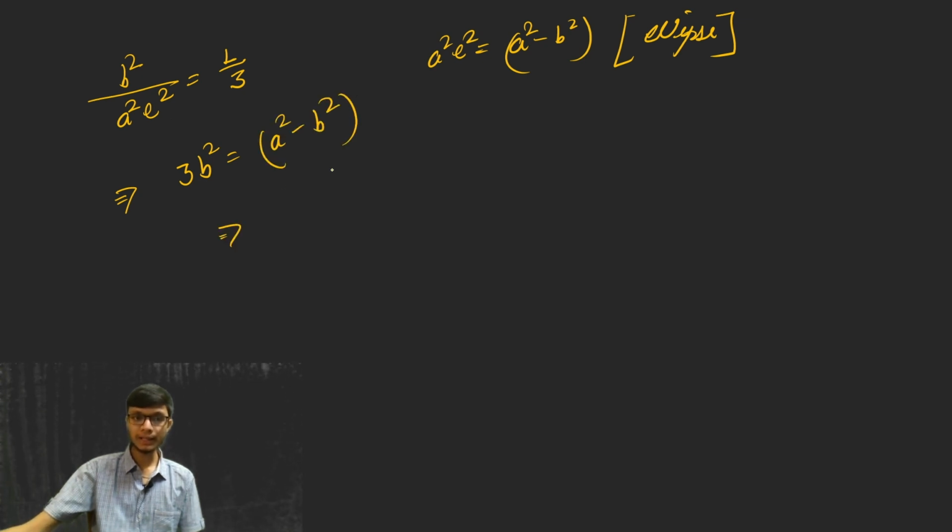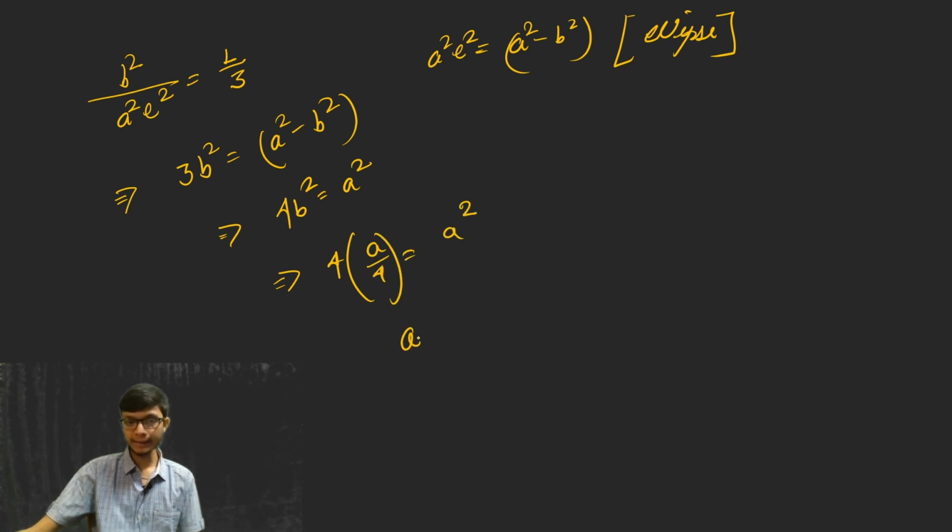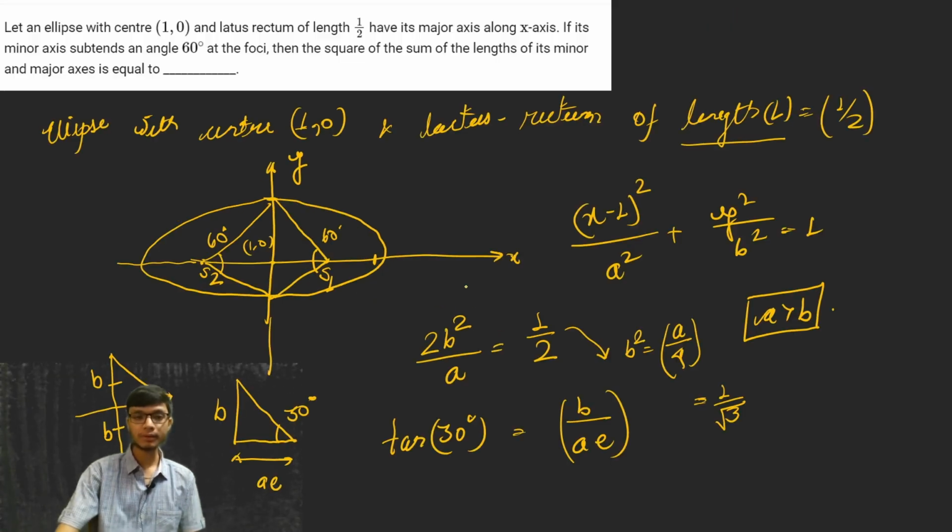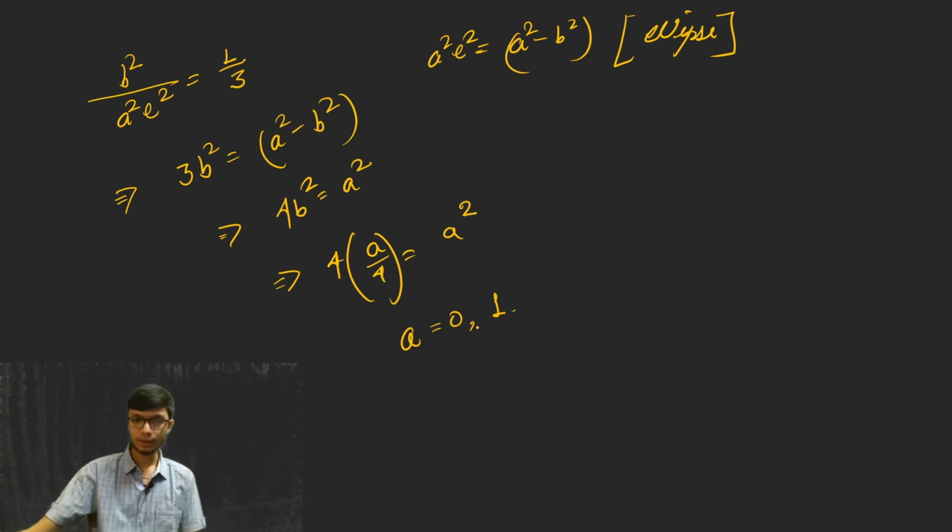All right, and this will give me the relation, that is 4b square is equal to a square. And in place of b square, if I put a by 4, from the previous equation, I will get the value a as either 0 or a as equal to 1. But since this is an ellipse, the length of the major axis cannot be 0, which means that a must be equal to 1. So a is equal to 1. So a = 0 is not possible for an ellipse, and this is possible.